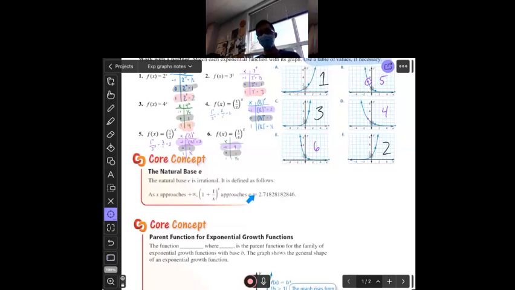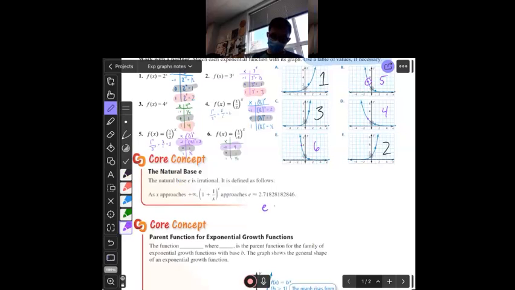Once we get into the application stuff on Thursday and Friday, I'll try to talk to you guys about where e came from, like how we figured out what e was. But the very basic part of it is that if we divide by a bigger and bigger number and then take that to a bigger and bigger power, it gets closer and closer to this number. It is a natural number. It's a number that occurs in nature. It's not something that we came up with. It's more something that we discovered, just like pi.